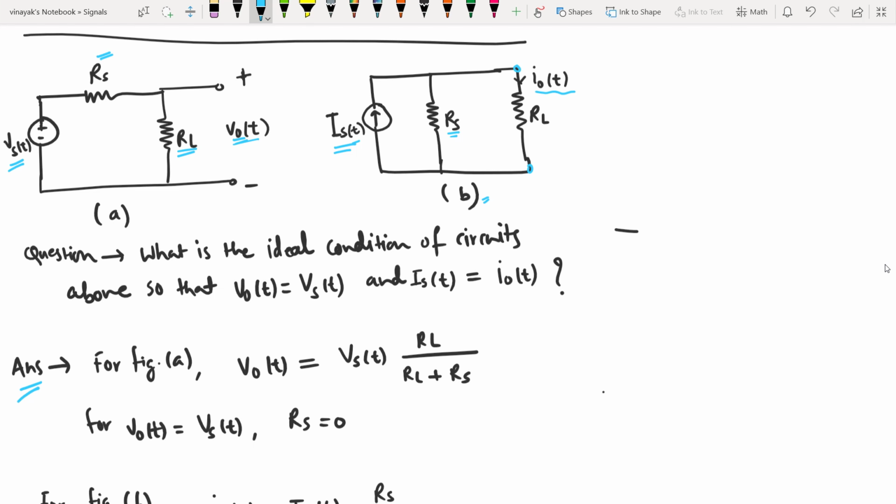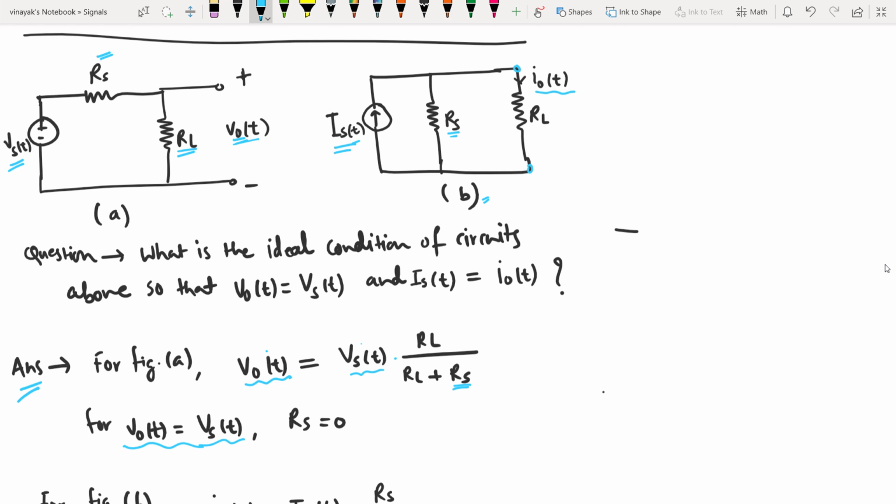So in this way, the output voltage can be written as V of t is equal to Vs of t multiplied by the ratio of these resistances, that is RL divided by RL plus RS. If we have to make sure that the output voltage equals the input voltage in this case, we have to have RS equal to 0.